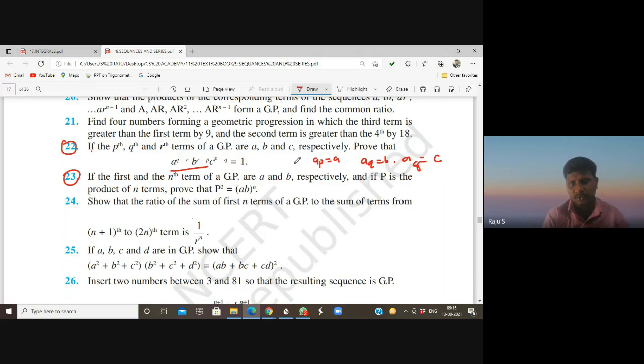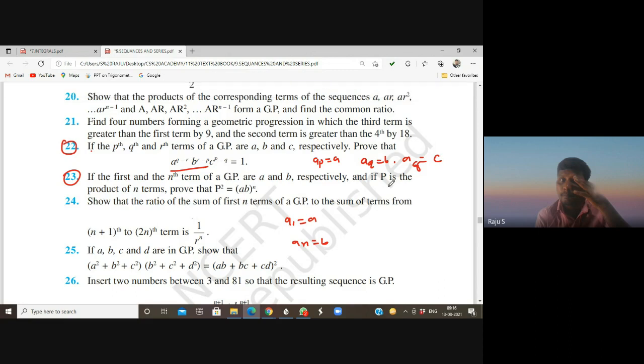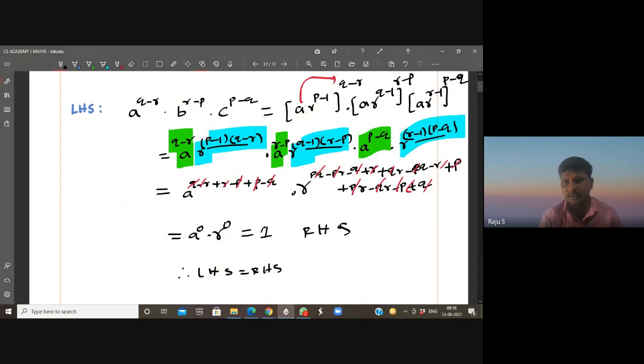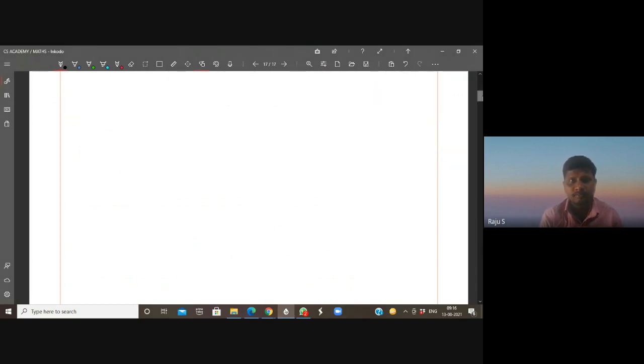Right? Simple question. So next, question number 23: if you observe, the first term is A1 equal to a, and the nth term is AN equal to b, respectively. If P is the product of n terms, prove that P square... Simple, students, this question. So what is the given data here?